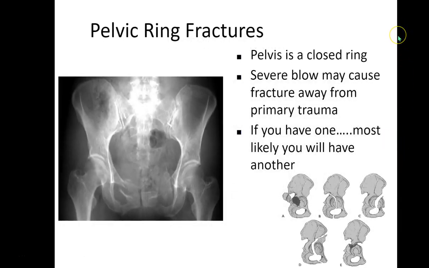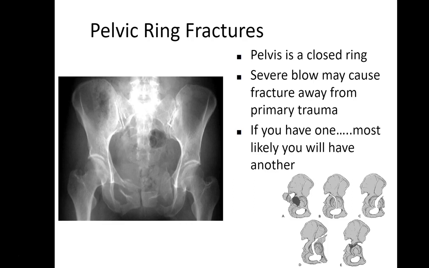Okay, good. Pelvic ring fractures. Because the pelvis is a closed ring structure, a circular structure here, a severe blow or trauma to one side of the pelvis may result in a fracture site away from the site of the primary trauma. This is why we always include a pelvis x-ray with any trauma. So if I get hit on this side, because the pelvis is a closed ring, it could cause an injury on this side. So again, always include a pelvis with a trauma.